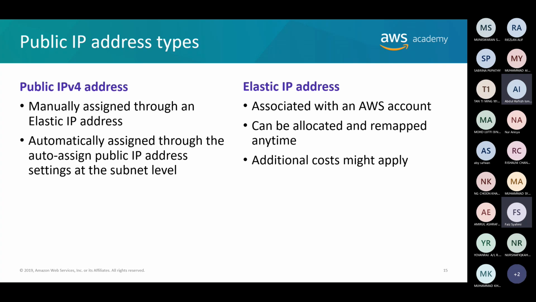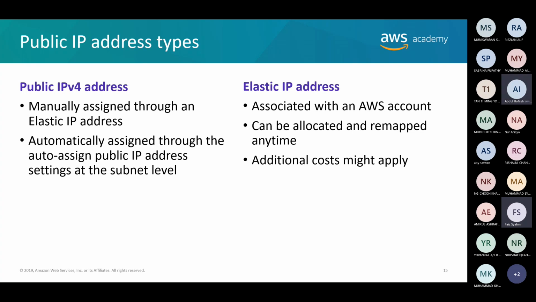And one more thing, an elastic IP address is a static and public IPv4 address that is designed for dynamic cloud computing. In AWS, it's called an elastic IP address, which is the standard public IPv4 address. This one is manually assigned through an elastic IP address, and automatically assigned through the auto assign public IP address setting at the subnet level. So when we set it at the subnet level, we can tweak it to assign a public IPv4 address.